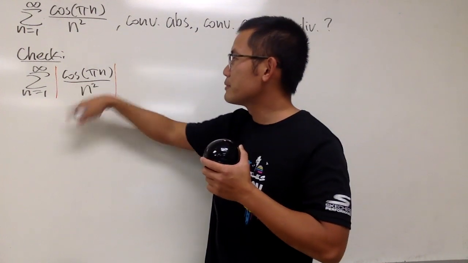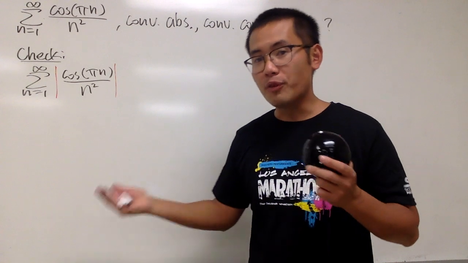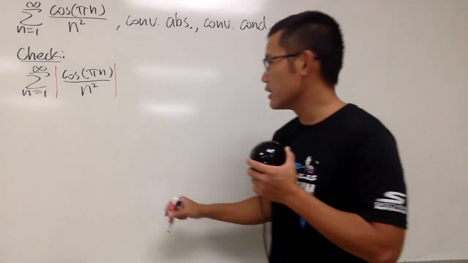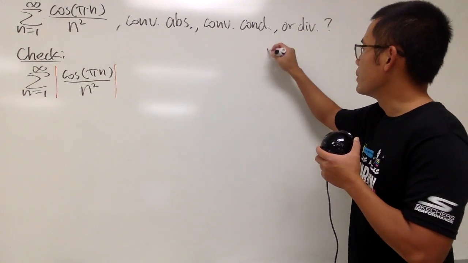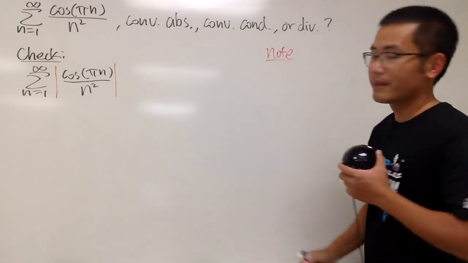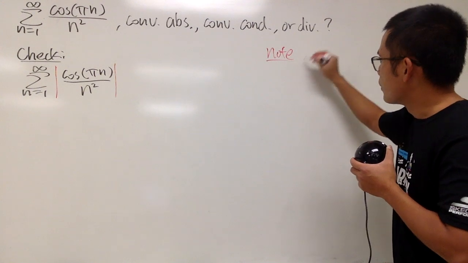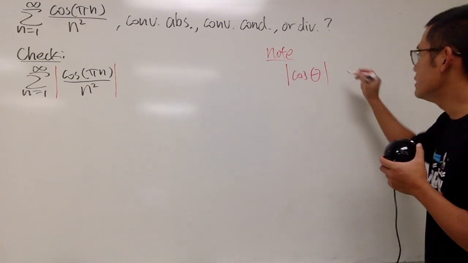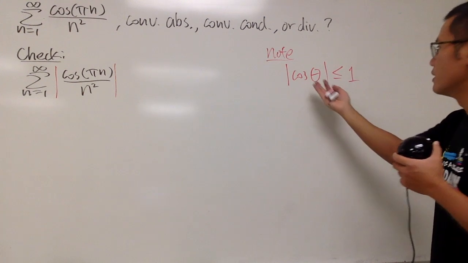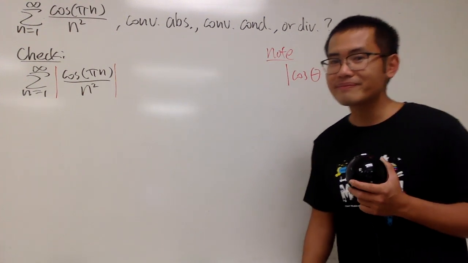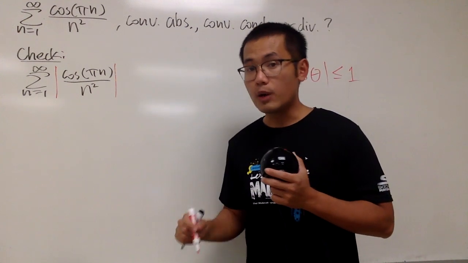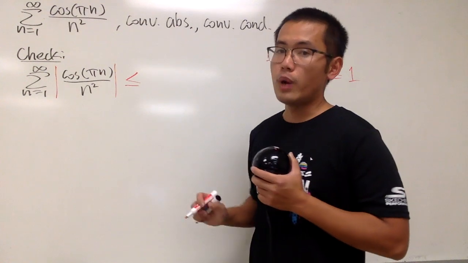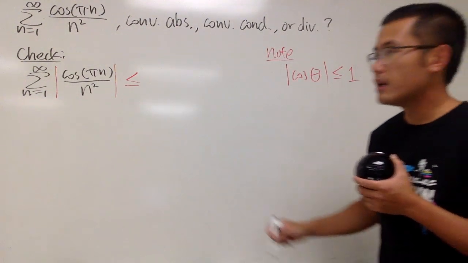Because when we have the absolute value around cosine, or maybe for sine, we know the following. So let me just put this down right here for you guys. This is what we know, right? So this is the little note. When we have absolute value of cosine of any angle theta, this right here is less than or equal to 1, because that's the range for cosine. So with that being said, we get to establish this inequality right away, right? Because of this. So here we go.